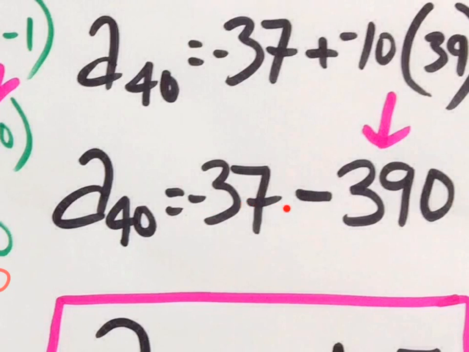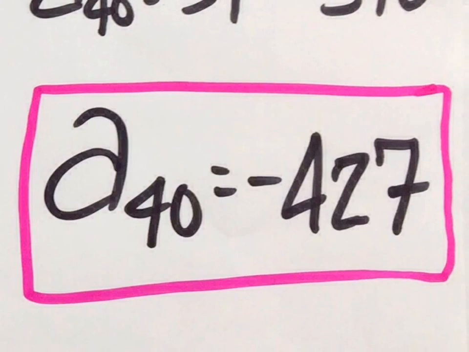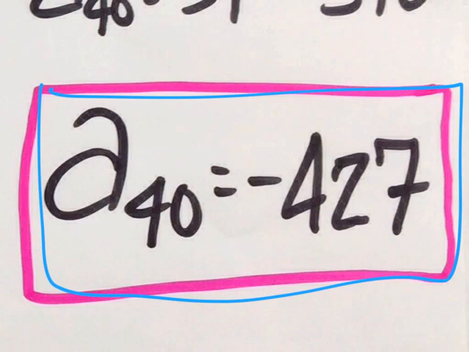Negative 37 minus 390 is going to give us the final answer. In this case, negative 427. Amazing. This was kind of awesome. Nice job, guys.